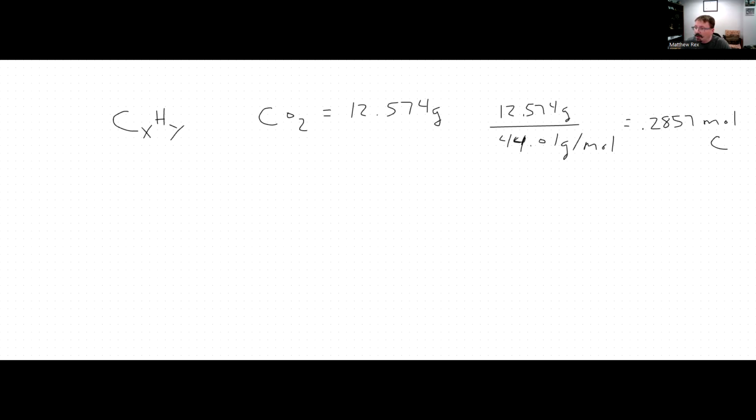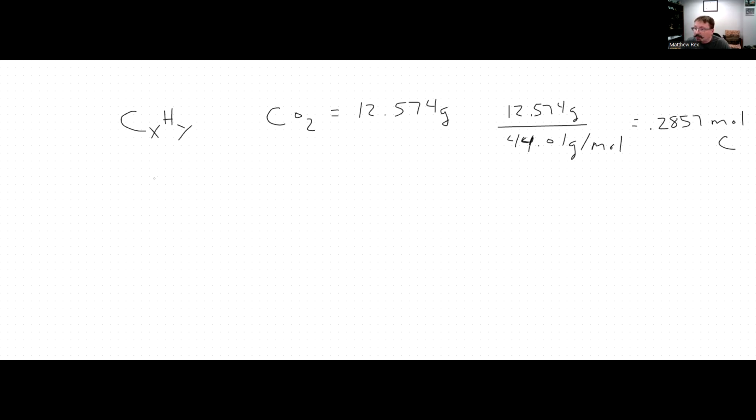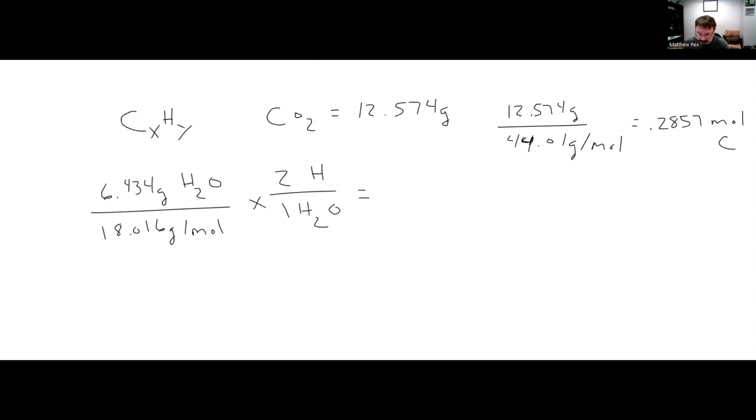Then we go in and we do the water. We have 6.434 grams of water. So divide that by its molar mass. That will give us moles of water. And then multiply by 2 because there are 2 hydrogens for every 1 water. And from this we get 0.7143 moles of hydrogen. So we know the molar ratio.